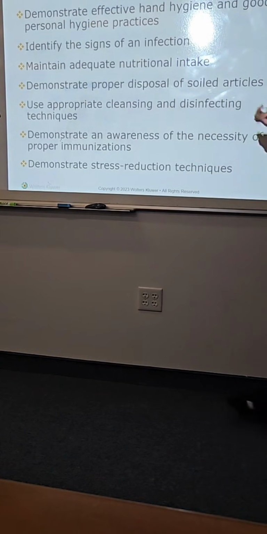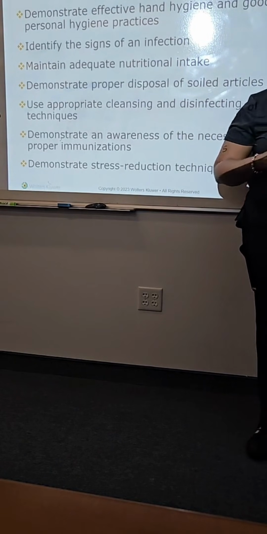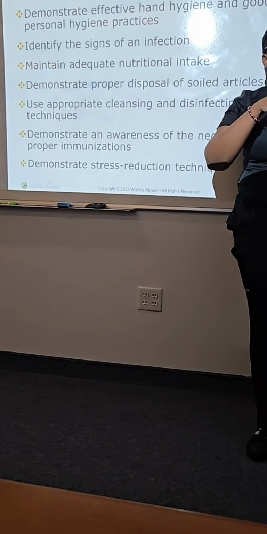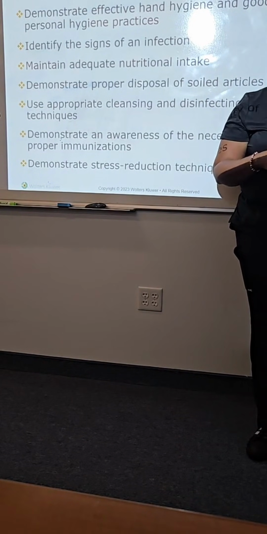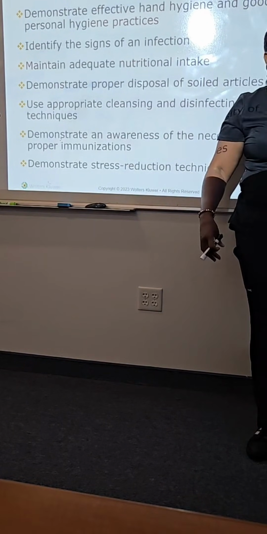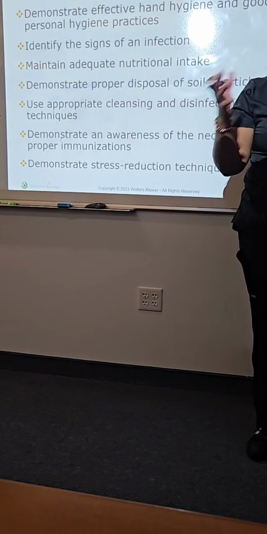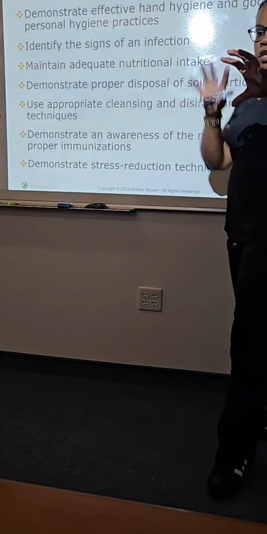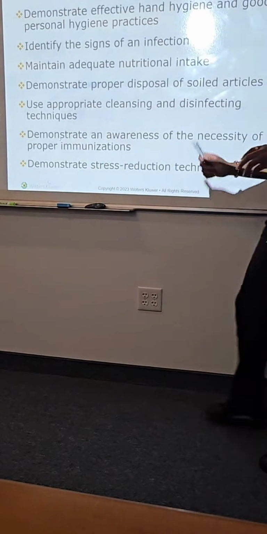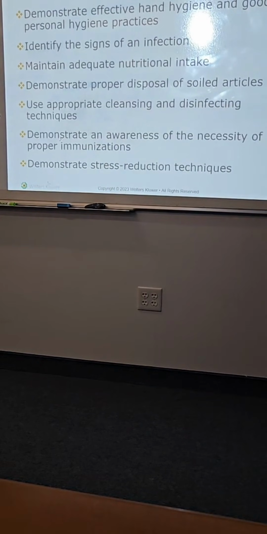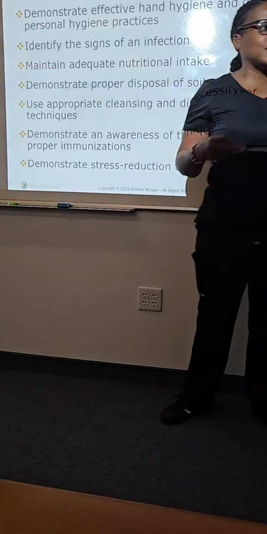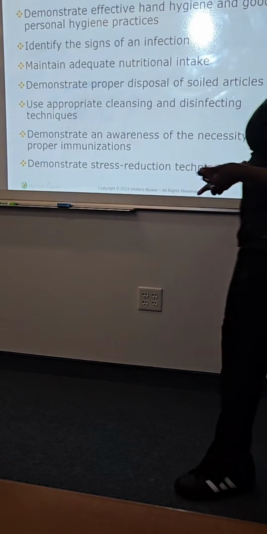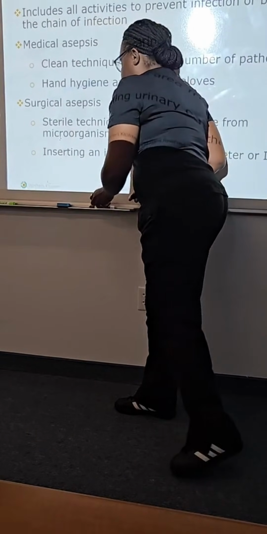Of course, use the appropriate cleansing and disinfecting techniques, because in the facility you'll see different types of wipes which are specific for particular pathogens, like the purple wipes and the orange wipes, and you also have bleach that kills particular pathogens. You just have to read the container and it'll tell you this container is good for these types of pathogens. And of course, proper immunization and stress reducing techniques, because once you are exposed to stress for an extended period of time, that can weaken your immune system.